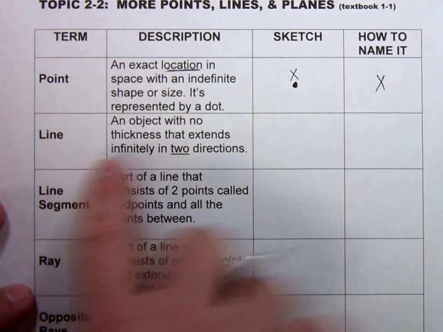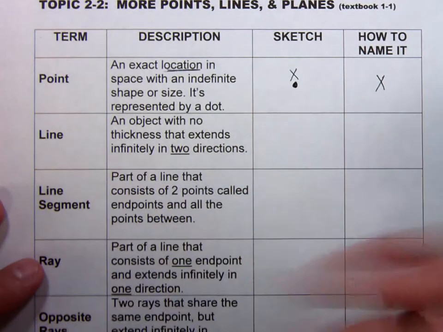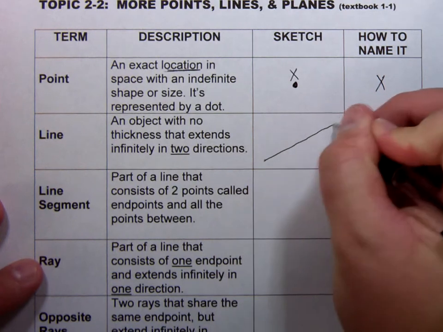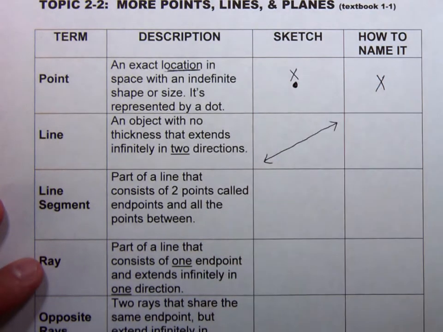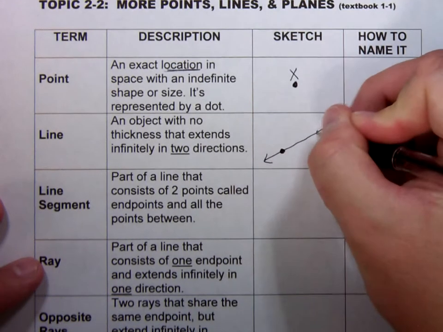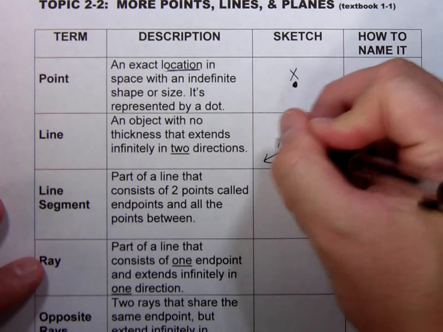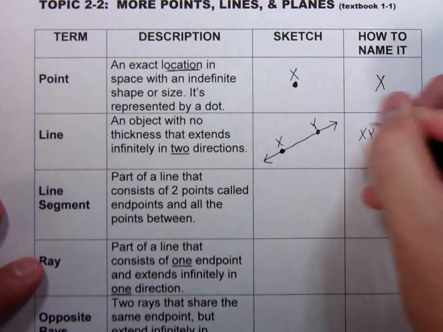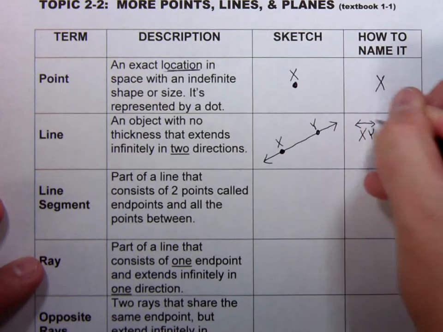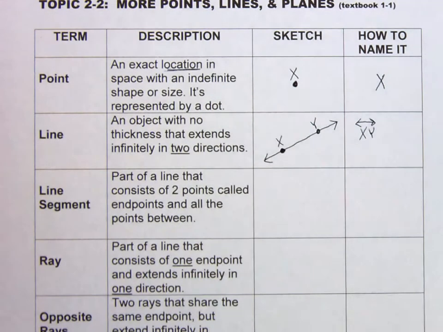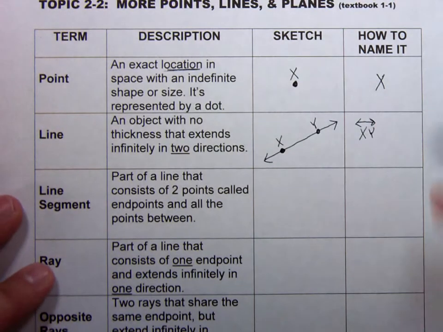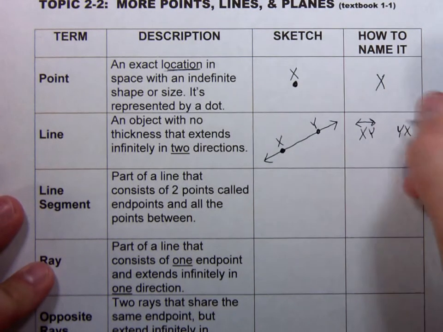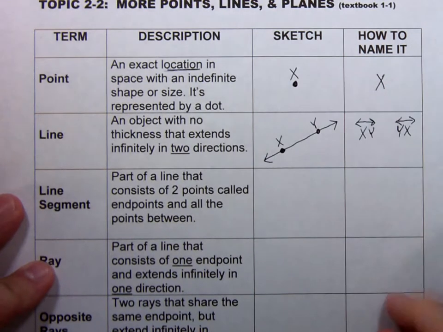A line is an object with no thickness that extends infinitely in two directions. So we put arrows on both sides to show that it goes infinitely in both directions. And you need 2 points to name a line. So if this point is X and this point is Y, those are 2 points on the line. I can name the line with those 2 points. Remember, when you name a line, you always have to put the line symbol over the top. It's not a line symbol unless it has 2 arrows. Now remember, when you name a line, order of the letters doesn't matter. So if you want to call it line YX, that's perfectly fine.